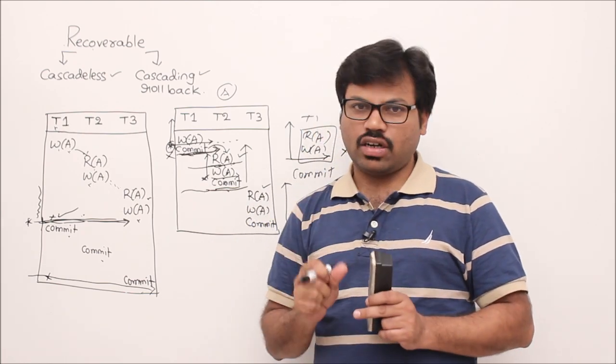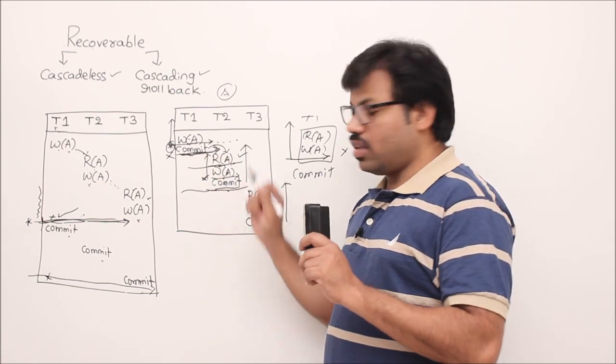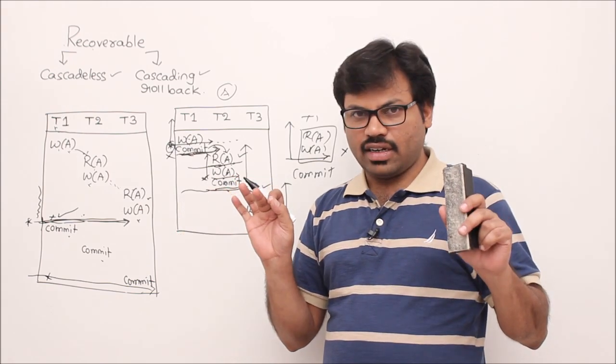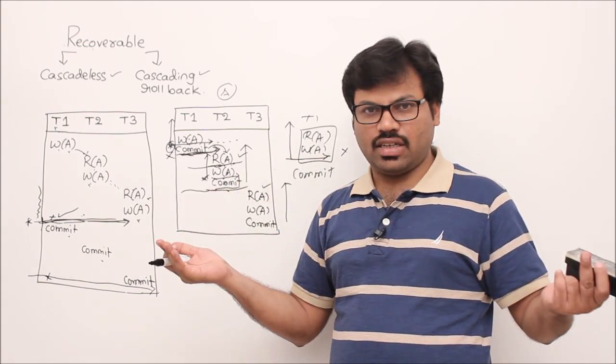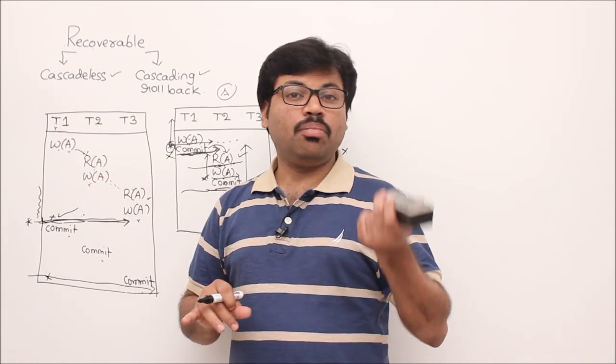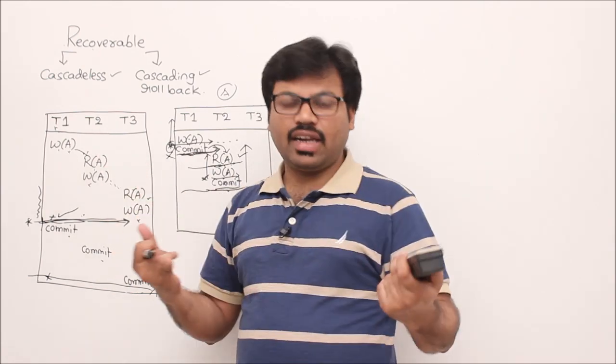Now I will give you one shortcut. Whenever you have dirty data, ensure that there is no dirty data. That's it. If you don't read dirty data, definitely that schedule is cascadeless. So simple. Now, if you read the dirty data, then your schedule might be recoverable or non-recoverable. So, how to make it recoverable?